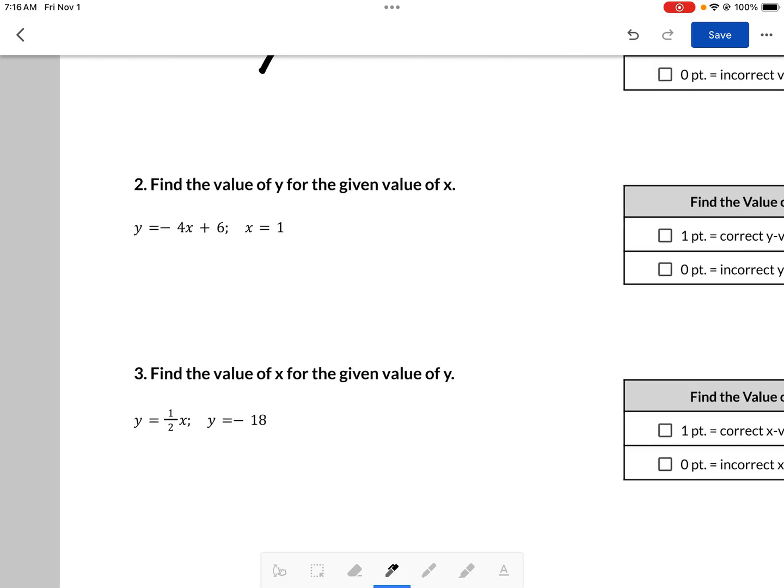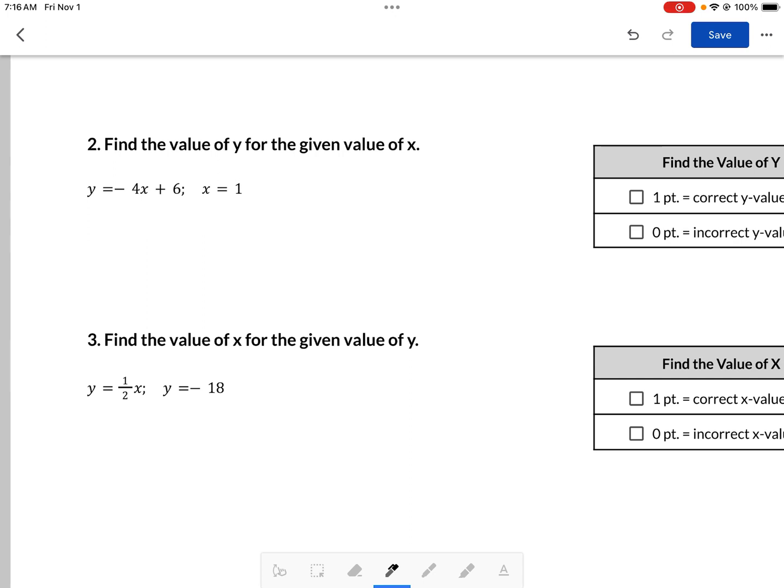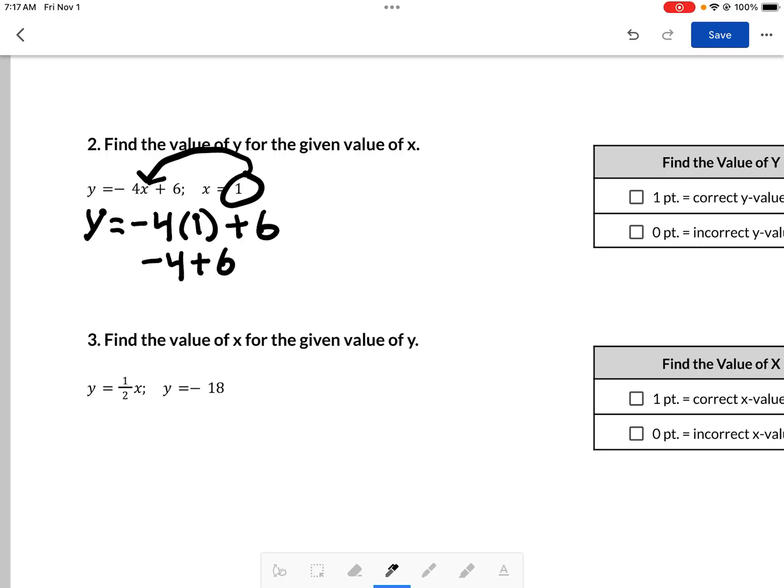For number two, it says find the value of Y for the given value of X. I'm going to take this number one and I'm literally going to replace X with it. So now instead of X, I'm replacing X with 1. So when I rewrite this, it is going to look like Y equals -4, and I'm multiplying it by 1, which is what those parentheses indicate, and then plus 6. -4 times 1 is -4. Plus 6, and I know that -4 plus 6 is 2. So for number 2, Y equals 2.